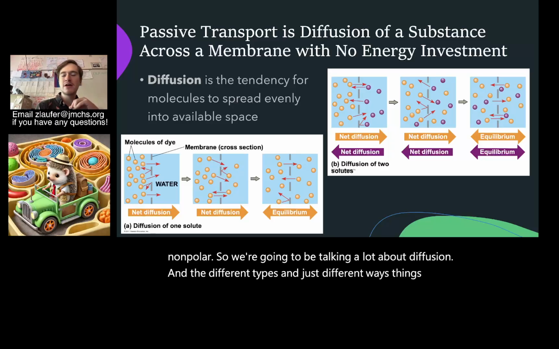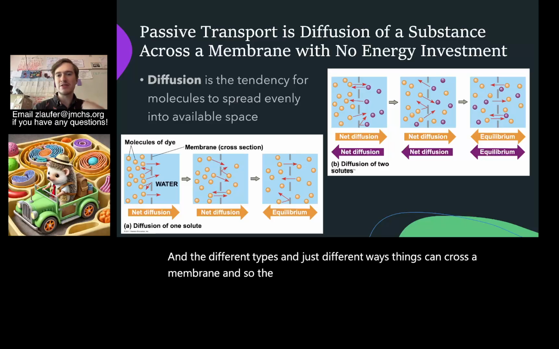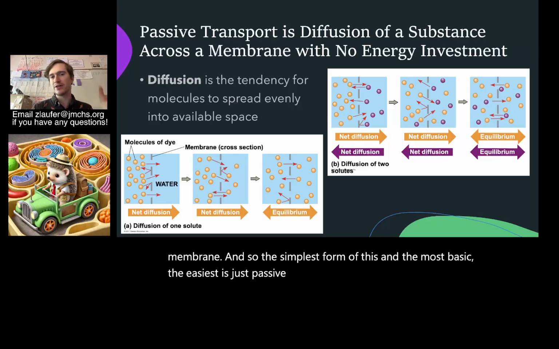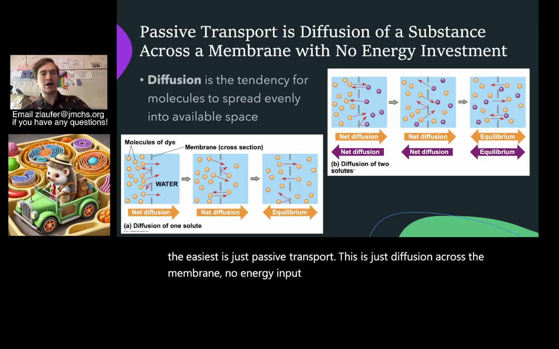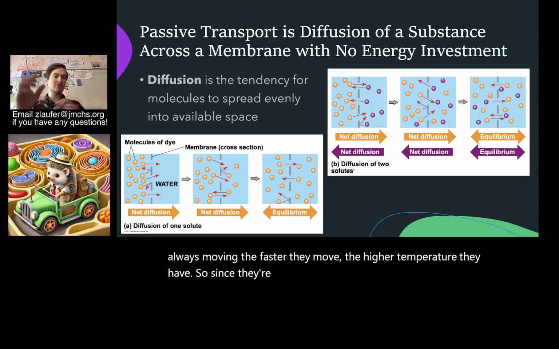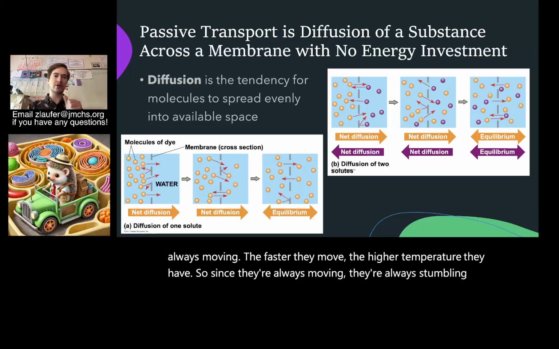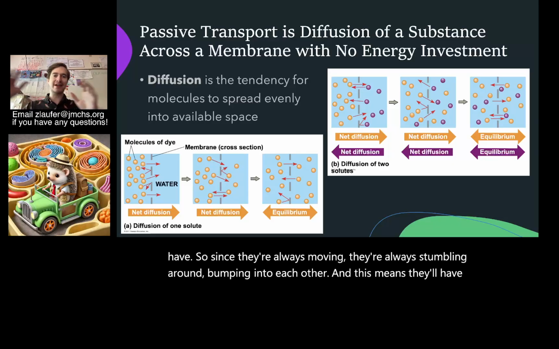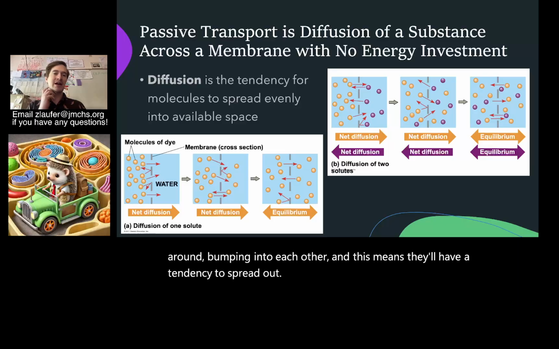So we're going to be talking a lot about diffusion and the different types and just different ways things can cross a membrane. The simplest form of this, the most basic, the easiest, is just passive transport. This is just diffusion across the membrane, no energy input at all. And this arises due to molecules always moving. The faster they move, the higher temperature they have. Since they're always moving, they're always stumbling around, bumping into each other, and this means they'll have a tendency to spread out into a space.